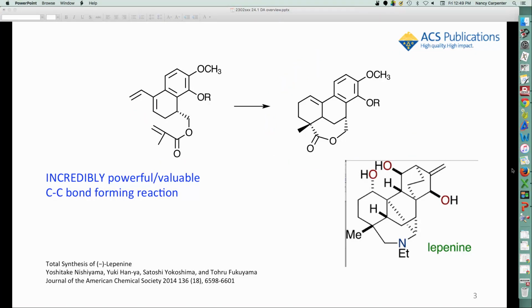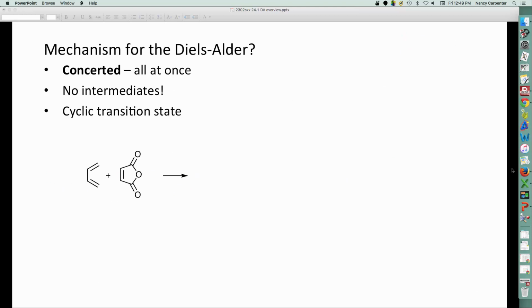Pretty impressive. So it's extremely powerful synthetically, but as you'll see later on in this mini lecture, it's also really important in terms of biochemistry as well. So what is the mechanism for the Diels-Alder when we don't have any nucleophiles and we don't have any electrophiles? Well, it's a single step, meaning there are no intermediates, and basically it just has this cyclic transition state.